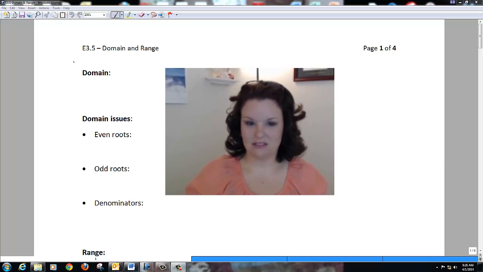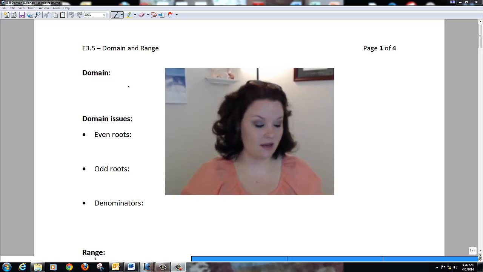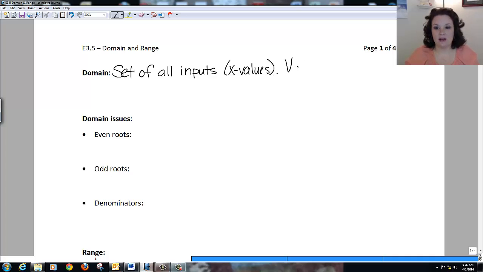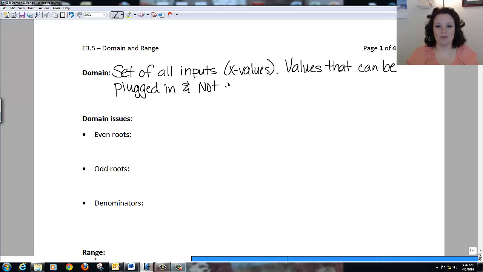last time. Okay, so let me just remind you, when we talk about domain, what we're talking about is the set of all inputs. Okay, whatever we can put into the function, which is normally our x values. Okay, the set of all x values, or the set of all inputs. So these are the values that can be plugged in and not cause problems. That's the best way to say it.